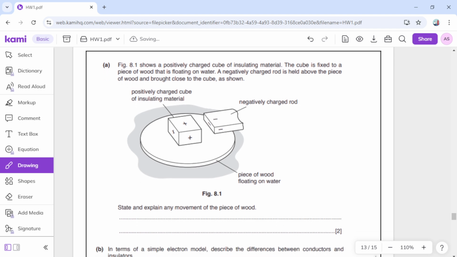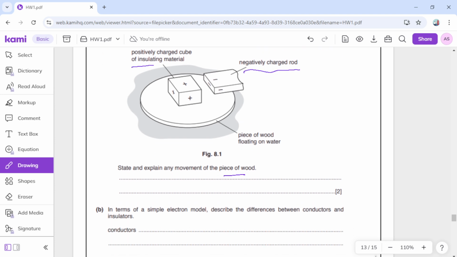We have a negatively charged rod and a positively charged cube. State and explain any movement of the piece of wood. Where is the piece of wood? This is the piece of wood. We have the positively charged cube, the negatively charged rod, and the piece of wood. Now the piece of wood will move toward the rod because positive and negative will attract.